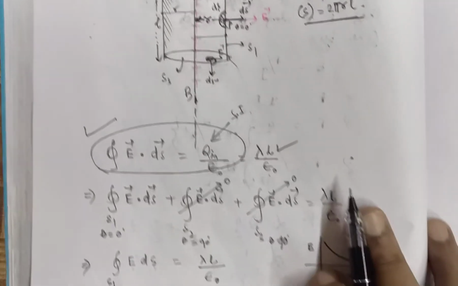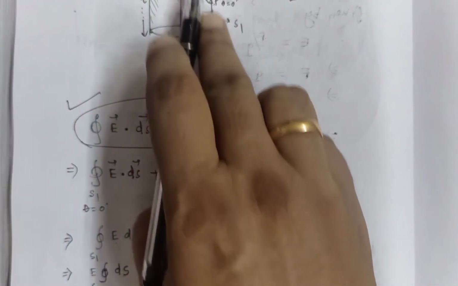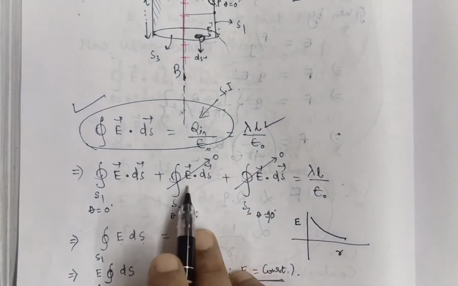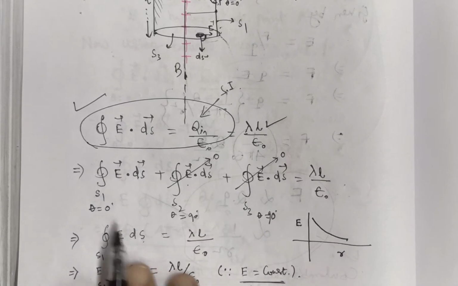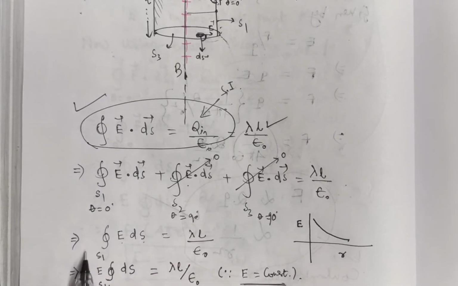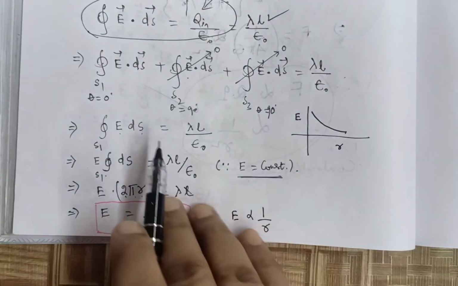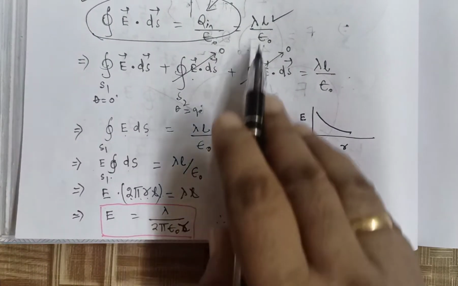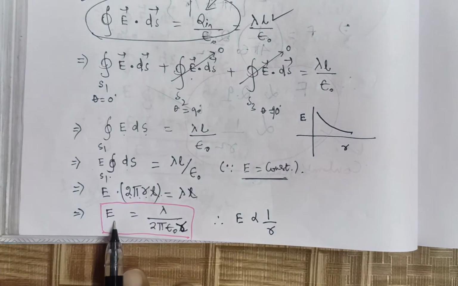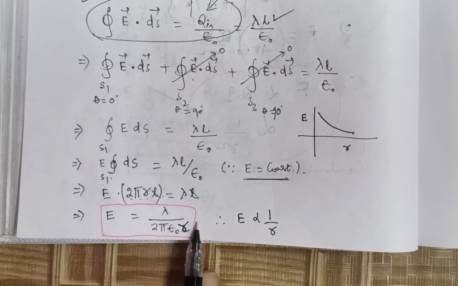Then the closed surface is divided into three parts. Two parts of the integration are 0. Only the curved surface part remains. Theta is equal to 0. E is constant and taken outside, and the total surface area of the curved surface is 2 pi r l, and here lambda l is q in. So the answer is E is equal to lambda by 2 pi epsilon 0 r.